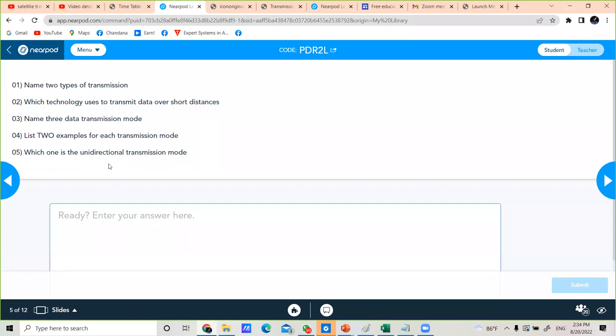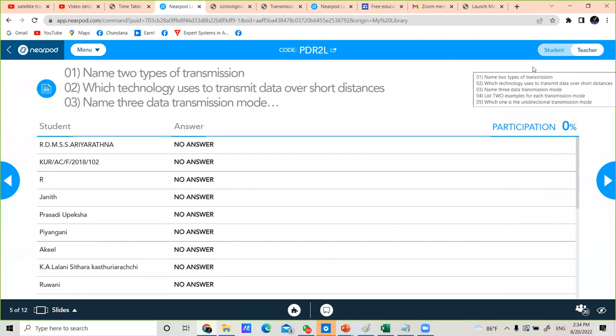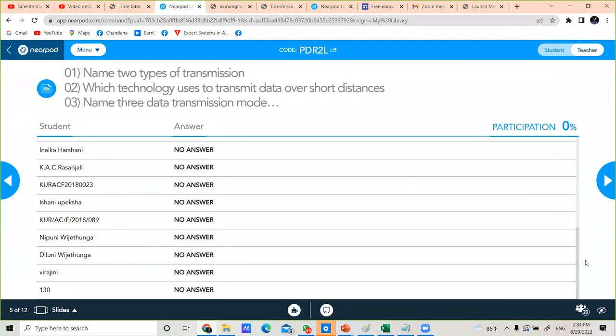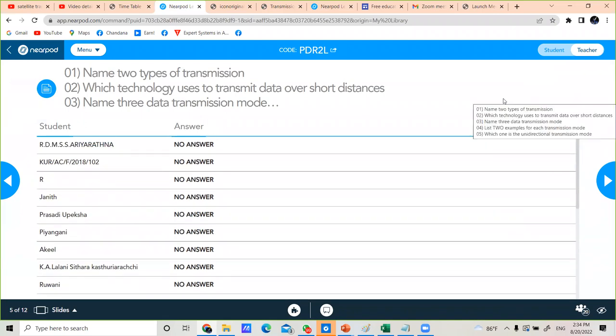Which one is the unidirectional transmission mode? Right. The one word or two word answers. Now try to type the answers in the space given below. After you write down the answers, then you can click the submit button. You can find that lower right corner. First write down the answers, then you can click the button here. Now you can start it. Here I am giving 5 minutes to do the activities.